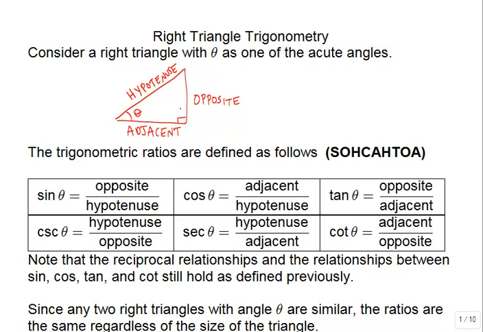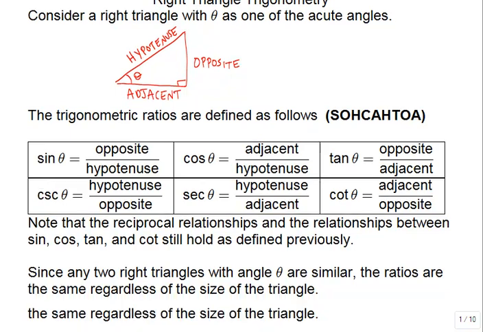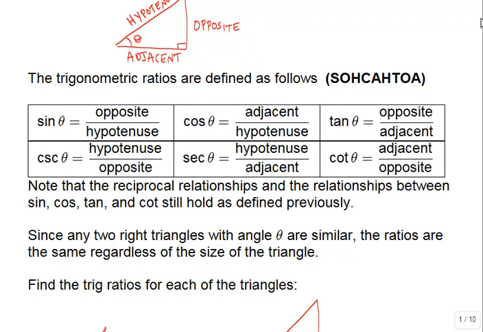So using those labels, we are going to define our 6 trigonometric functions as follows. Sine of theta will be defined to be the opposite side divided by the hypotenuse. Cosine is defined to be adjacent side over hypotenuse. Tangent of theta is defined to be opposite over adjacent. Cosecant of theta is hypotenuse over opposite. Secant of theta is hypotenuse over adjacent. And cotangent of theta is adjacent over opposite.